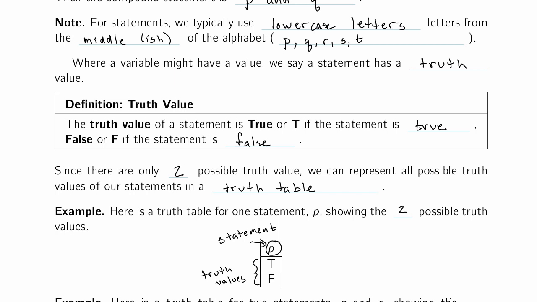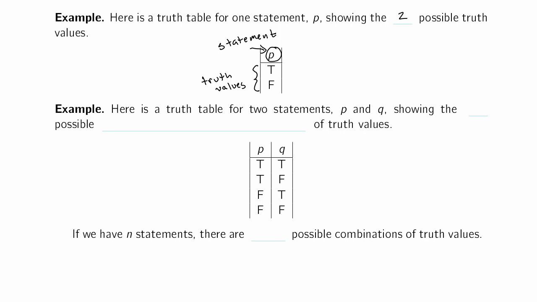What if we have two statements? Well, each statement has two possible truth values, but we end up having 4 rows in the truth table. These 4 rows represent the 4 possible combinations of truth values. So here we have P is true and Q is also true. P is true but Q is false. P is false but Q is true. P and Q are both false.